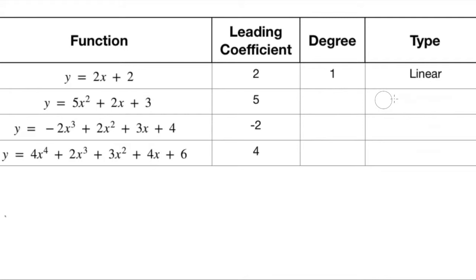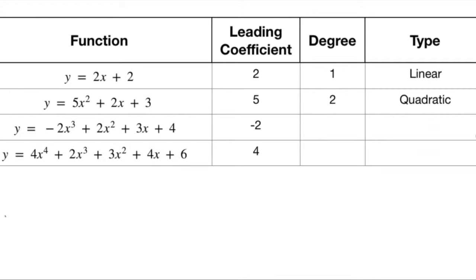The next function, the highest exponent is 2, 5x squared. So the highest exponent is 2. So that means the degree is 2. So it's a second degree function, and we can also call it a quadratic function.